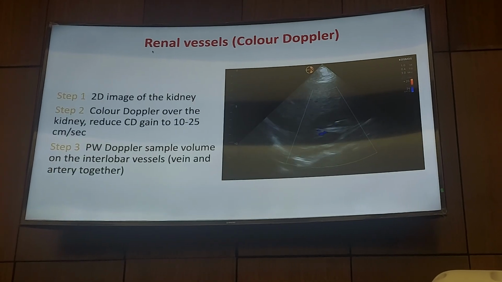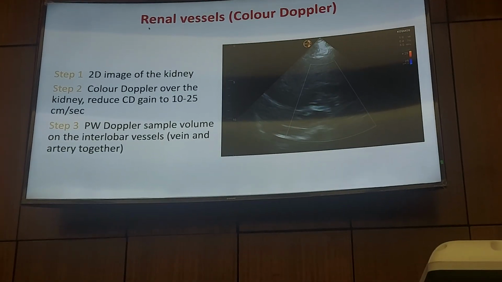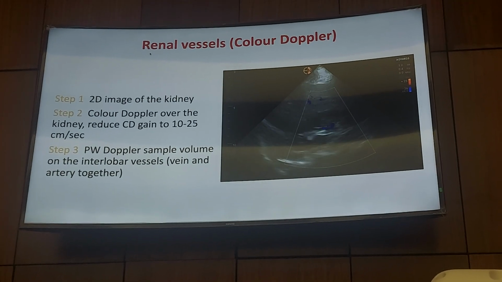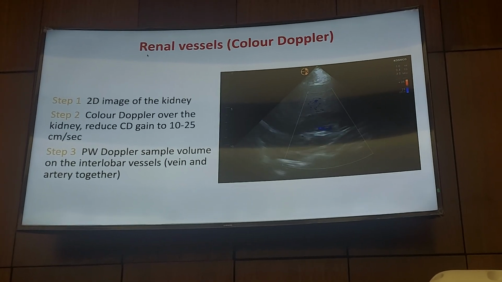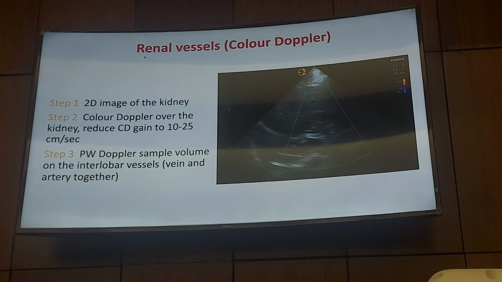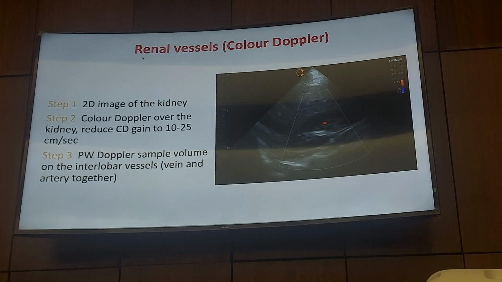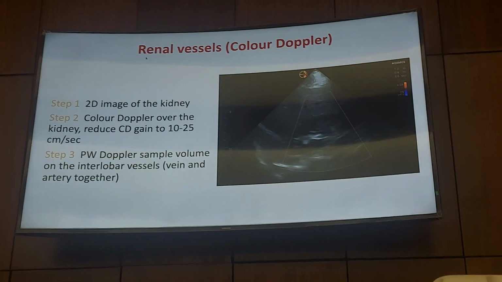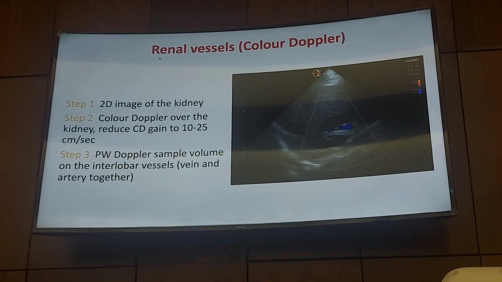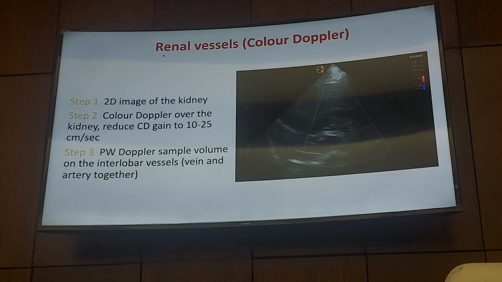And once you get the flow by color Doppler, you have 3 types of renal vessels. 2 of them you should avoid, and only 1 of them you should interpret. So the flow seen in the hilum, you should avoid, because it is likely to overestimate assessment. The flow seen close to the capsule at the edge of the kidney, you should also avoid, because it is likely to underestimate the assessment.